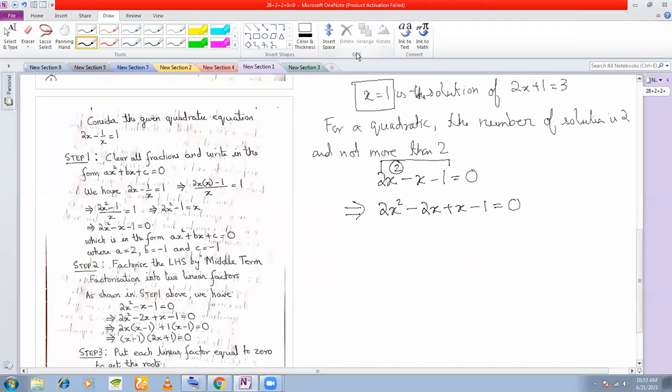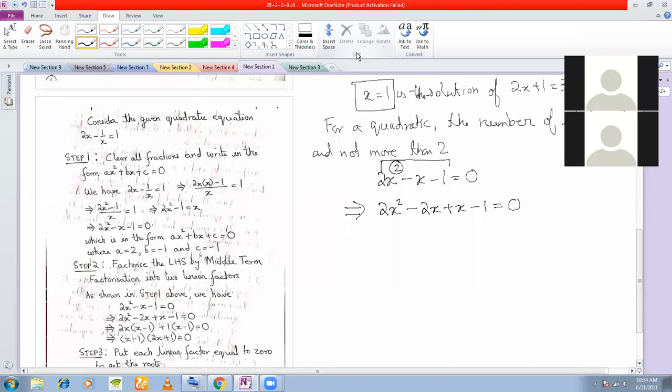So I hope all of you know middle term factorization. Anyone who does not know middle term factorization? Factorization of trinomials? Fine. So now what you do here is from these two, you can take out 2x to get x minus 1.